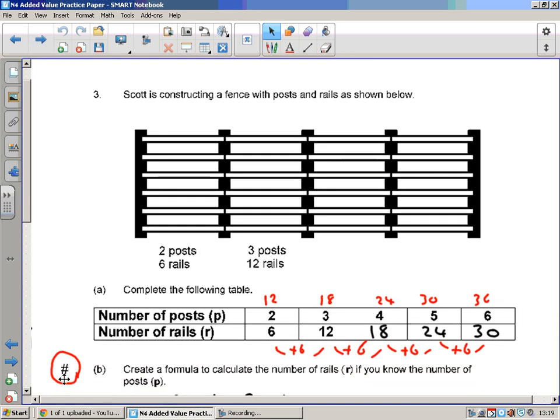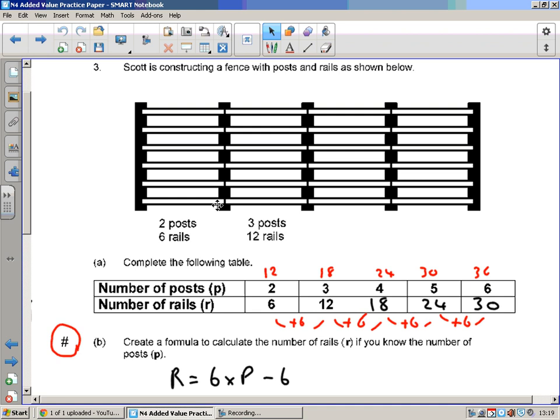Number 3, another question with a hashtag mark here. Scott is constructing a fence with posts and rails as shown below. So if there are 2 posts, there are 6 rails. If there are 3 posts, there's the extra post there. There are an extra 6 rails, so it'll be 3 posts and 12 rails. If there are 4 posts, there'll be another 6 rails, be 18. A 5th post, there'll be another 6 again, that'll be 24, and so on.